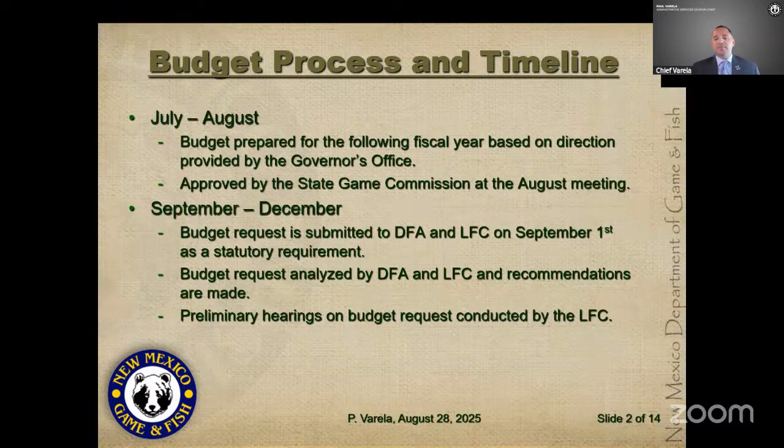By the end of this meeting, we hope to get it approved by the State Game Commission. During the months of September and December, the budget request is submitted to DFA and LFC on September 1st, which is a statutory requirement. The budget request is analyzed by DFA and LFC during that time. And preliminary hearings are heard during the fall, usually in September and October.